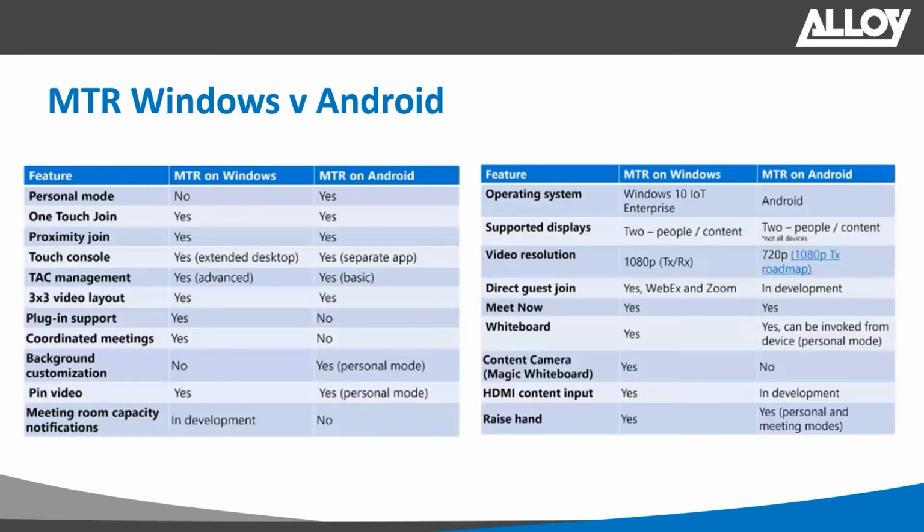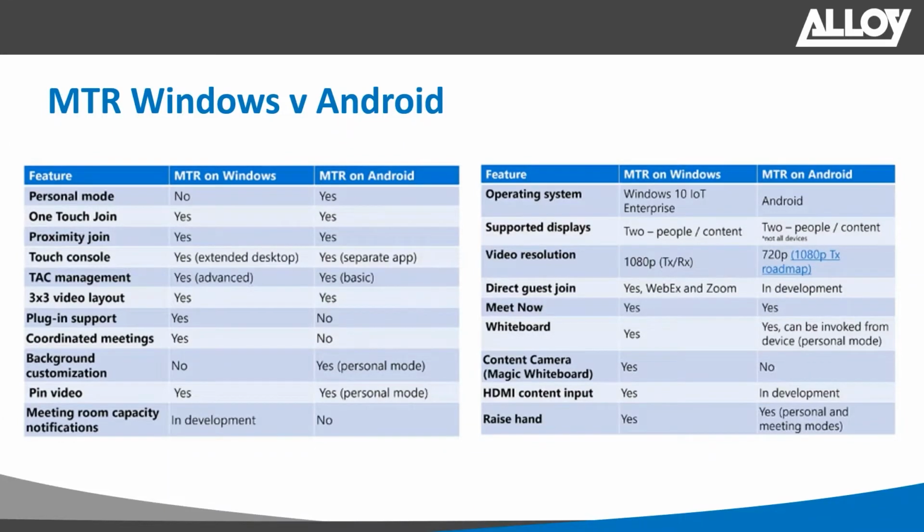All right, so here's a slide with some key takeaways of the differences between the features of Windows and Android. As you can see from this slide, I'm not going to go through it all, but really it's becoming more and more on par between those 2 devices. So not a lot of feature differentiation between the 2. I suppose another key feature that we'll look at here is the content camera. So if you are using whiteboards, that magic whiteboard functionality is only available on Windows. It's not available on Android.